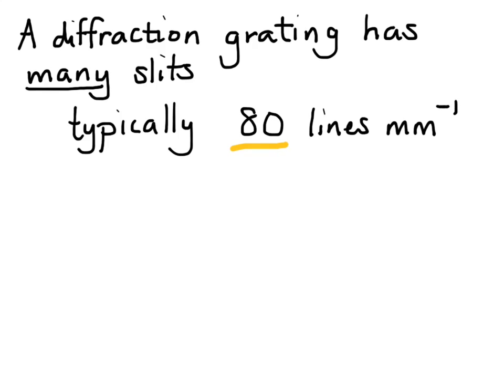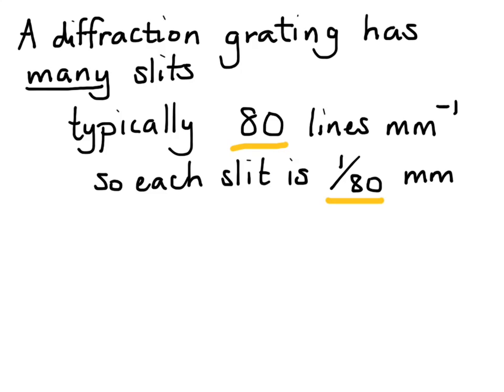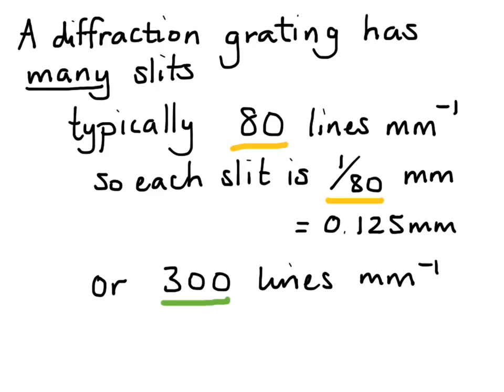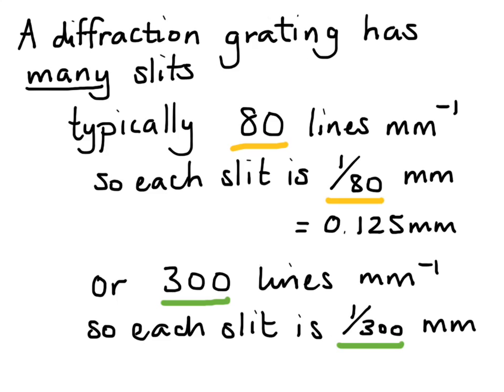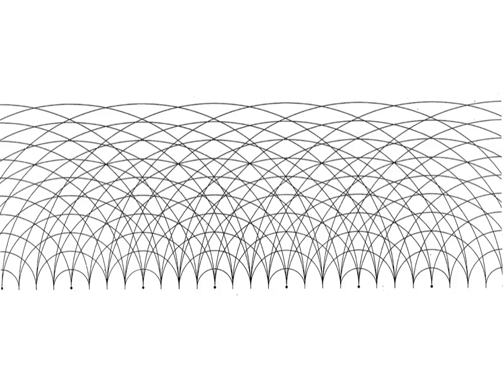Typically the ones we use in the lab have either 80 lines per millimetre, which means that each slit spacing is an 80th of a millimetre, and if we work that out as a decimal, it's 0.125 millimetres. The other typical one is 300 lines per millimetre, a much finer grating, so the spacing is a 300th of a millimetre, and that comes to 0.0033 millimetres, so tiny slits.